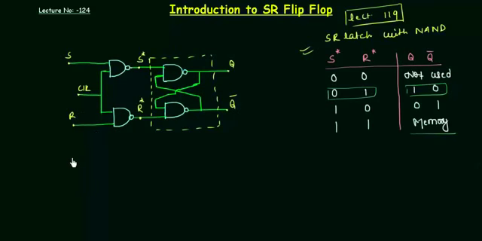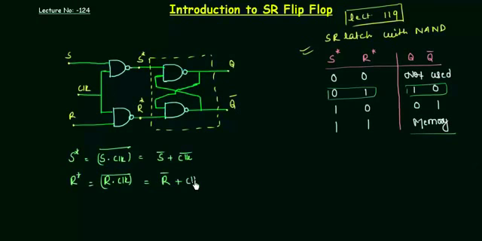The first thing you have to do is find the value of S star. S star is the output of this NAND gate, and the two inputs are S and clock. So it is equal to S and clock, and then the whole complement. If I open it, I have S complement or clock complement. Similarly, for R star, I have R and clock complement, and it will be equal to R complement or clock complement from De Morgan's law.